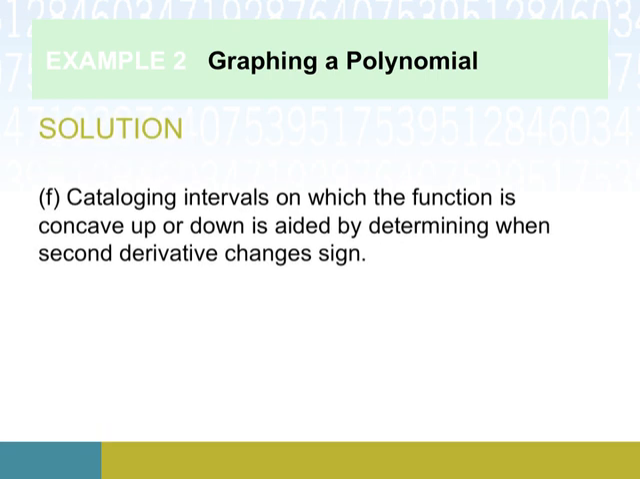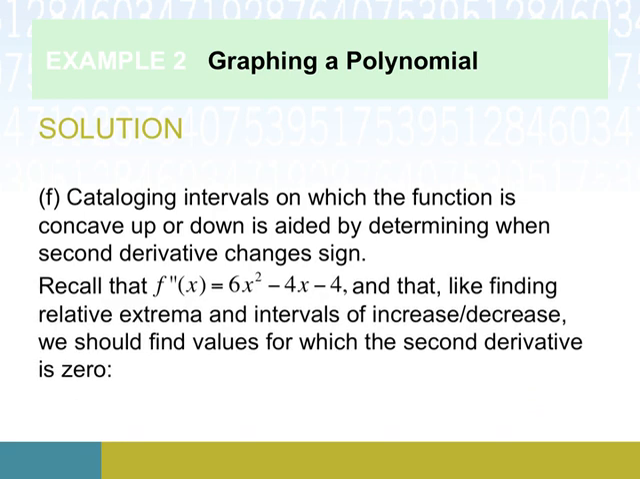Okay, so concave up, concave down, and then finally inflection points. These are all things that rely on the second derivative. Now, we might as well make use of the work we did before and grab f double prime and say, hey, we already computed this, so let's make use of it. And then from there, it works just like finding relative extrema, intervals of increase and decrease.